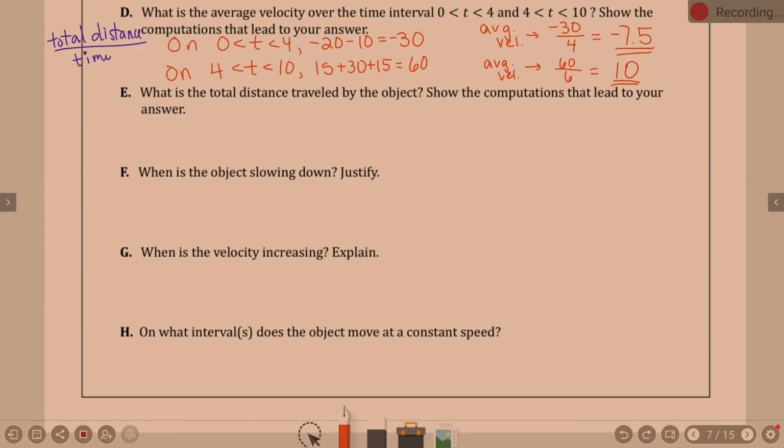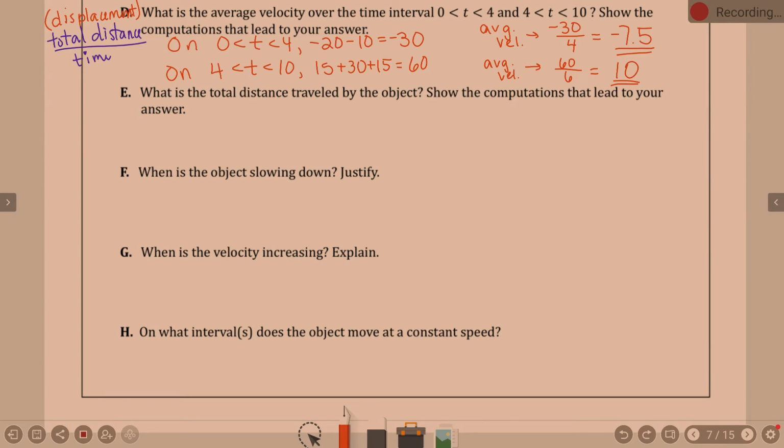I guess, you know what, I used the word total distance here, and I have to stop and think, yes, maybe I should have used the word displacement. The reason I said that is because if we talk total distance, we wouldn't necessarily have negatives. Because as I'm looking at the next one, it says, what is the total distance traveled by the object? Show the computations that led to your answer.